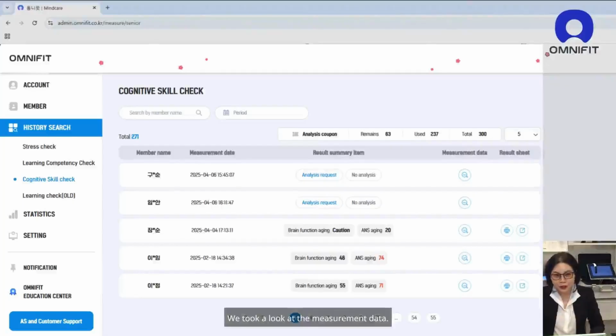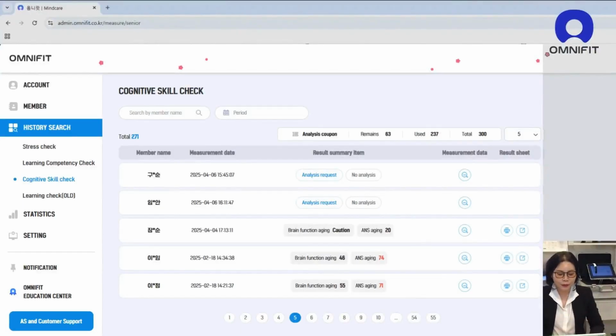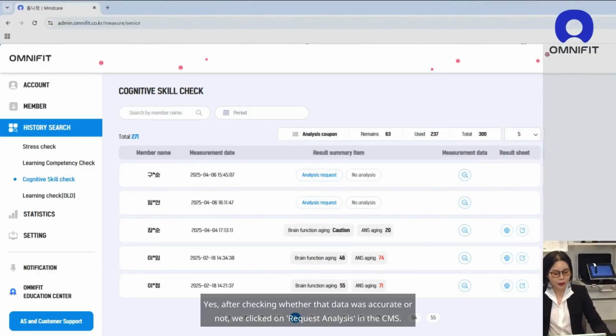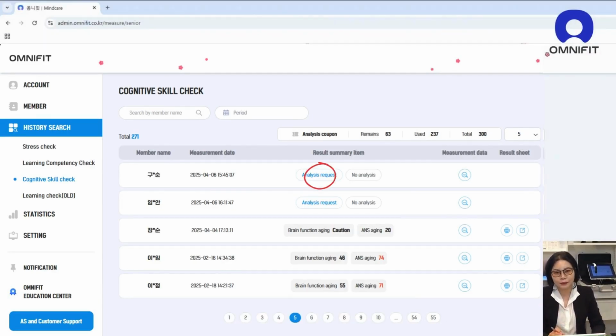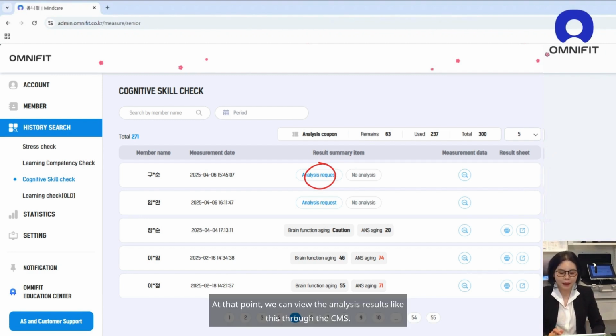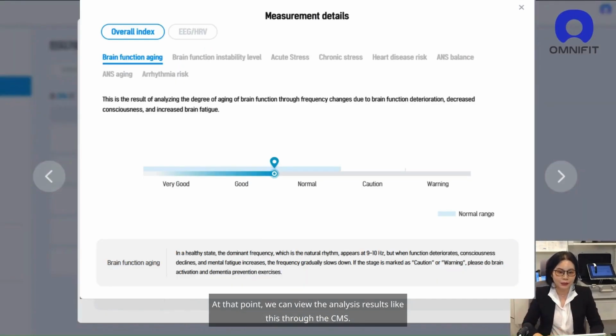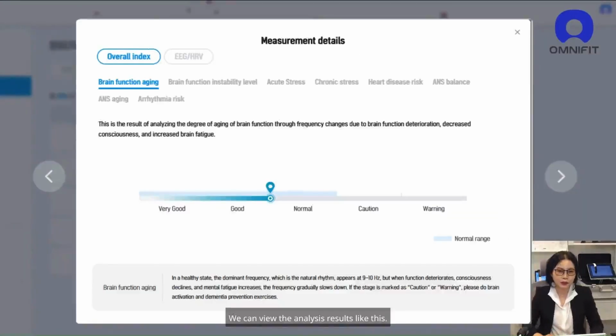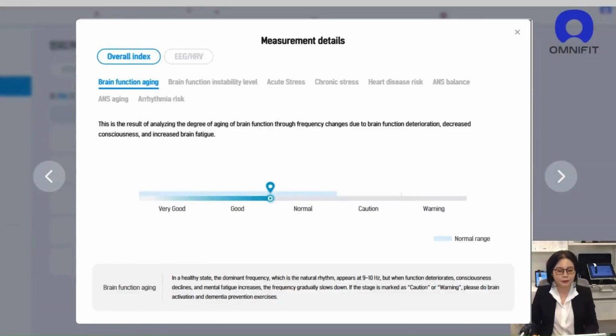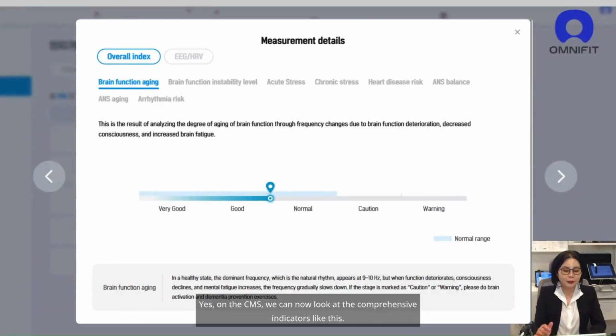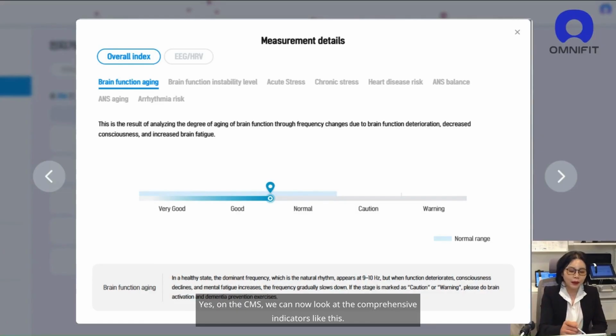We took a look at the measurement data. After checking whether that data was accurate or not, we clicked on Request Analysis in the CMS. After that, the analysis results are provided. At that point, we can view the analysis results like this through the CMS. On the CMS, we can now look at the comprehensive indicators like this.